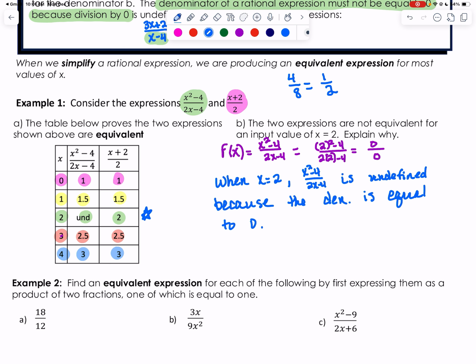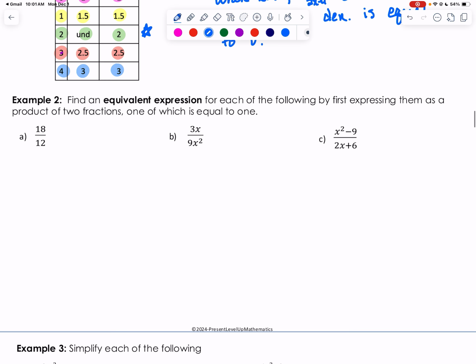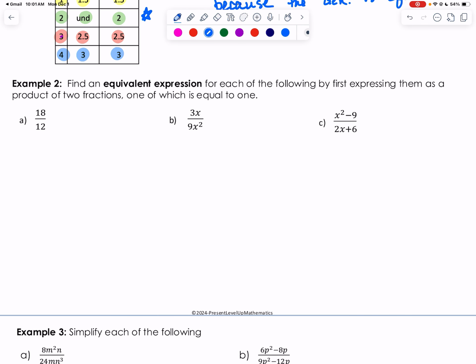All right. Now, in example 2, it says find an equivalent expression for each one of the following by first expressing them as a product of two fractions, one of which is equal to 1. Now, that sounds a little confusing, but let me show you what they mean here. So 18 divided by 12. I'm trying to find an equivalent expression for that.